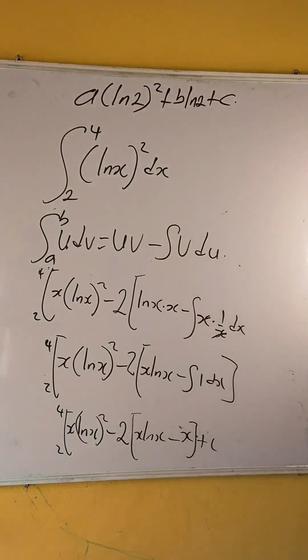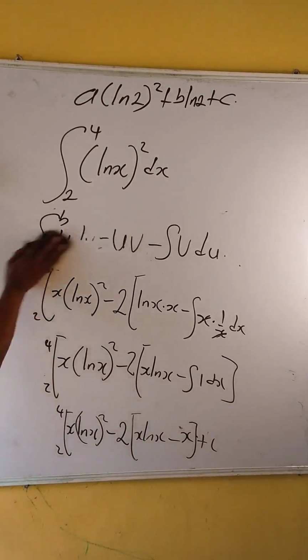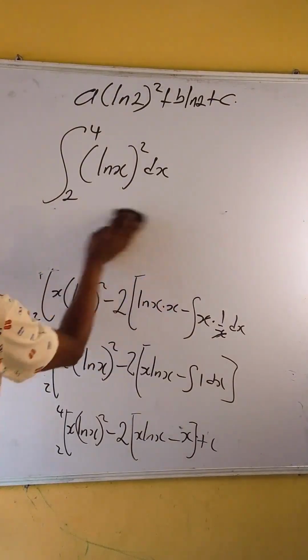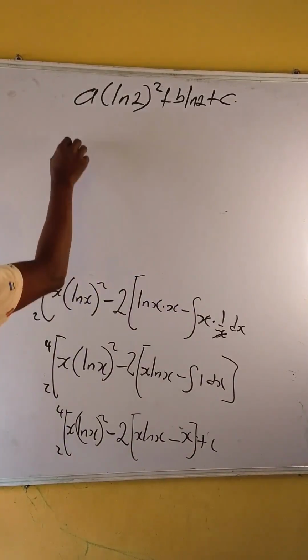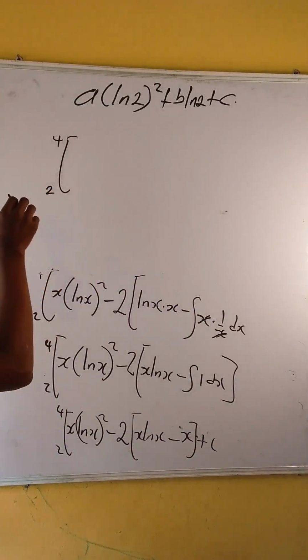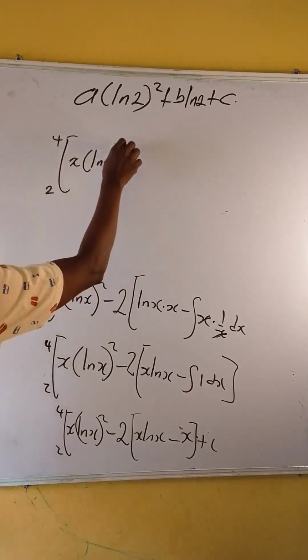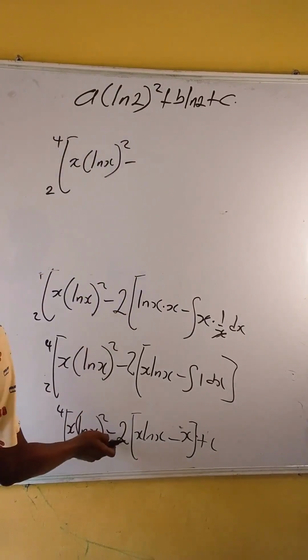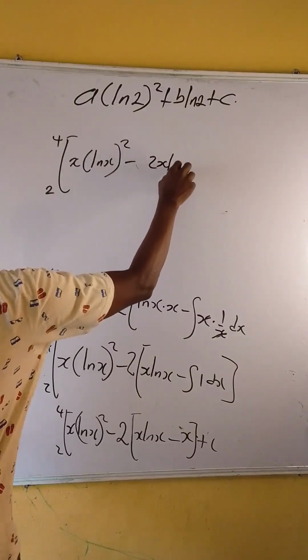So let's use the 2 now to multiply. We are done now. Let's open up the bracket and see what happens. So we have this 4 and 2 x bracket ln x, all squared. Now minus 2 times this, it's minus 2x ln x.